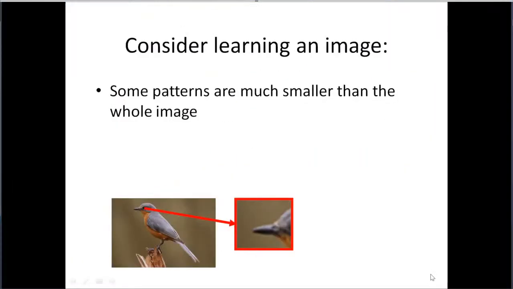So now suppose we have an image of this bird. I am looking for only the beak, or suppose I am detecting only the eyes. So why would I use a filter of the entire size? I will use a small filter and move it over the image, and it will detect only the eyes or the beak. Some patterns are much smaller than the whole image, so for this I am using a filter. And that is nature inspired.